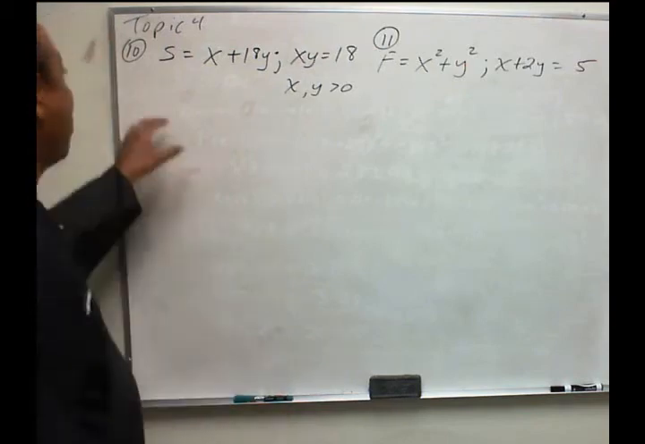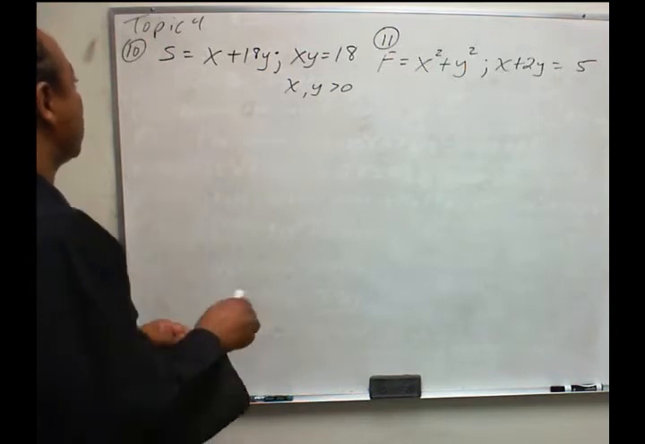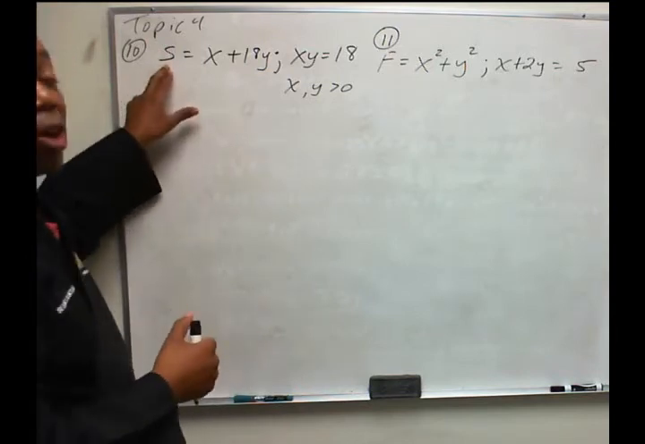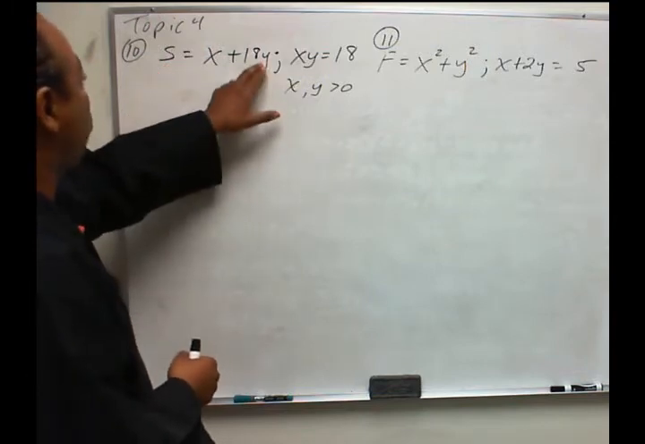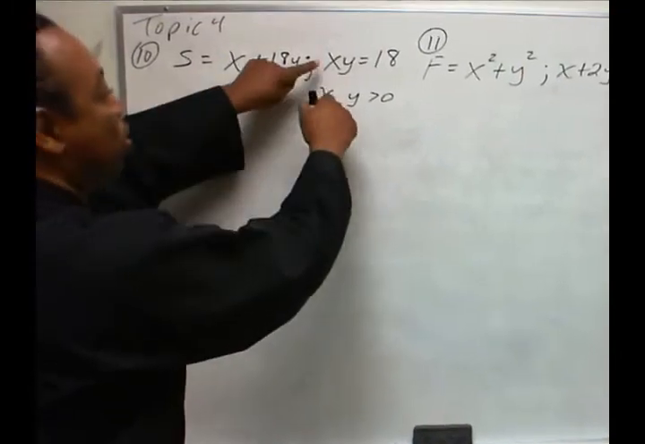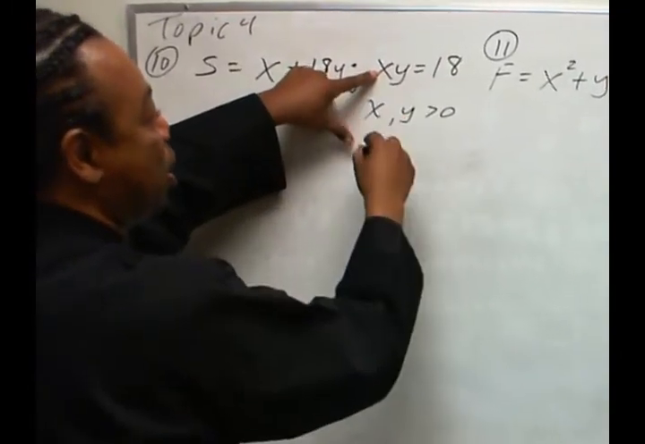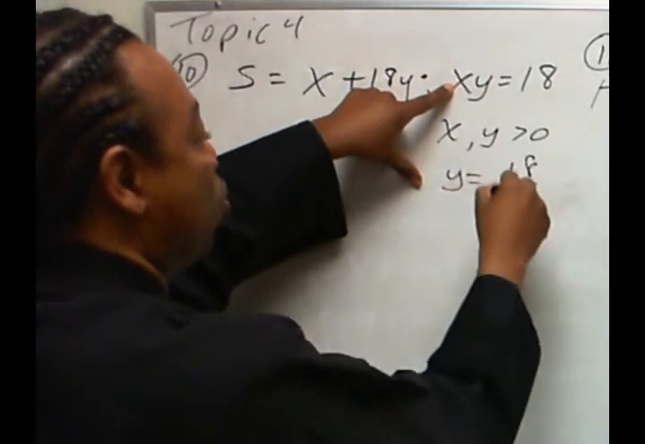Topic 4, homework problem number 10. We want to minimize this problem here, minimize the function s. I want to substitute the y here so it'll be made out of only one variable. So here I have xy equals 18, and I solve for y. I'll get y equals 18 over x.